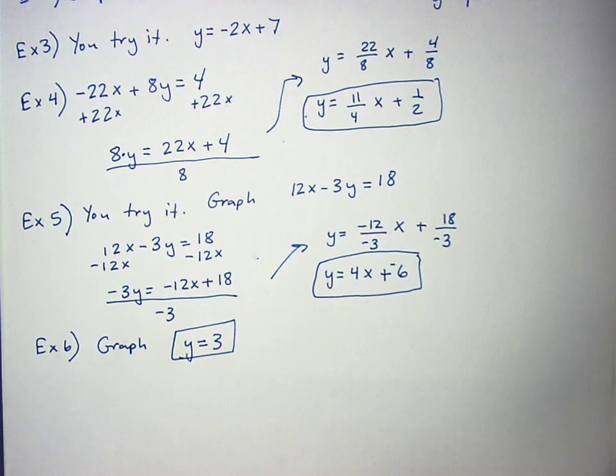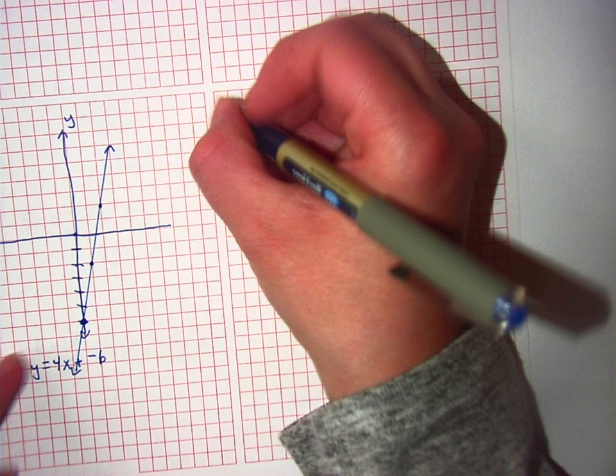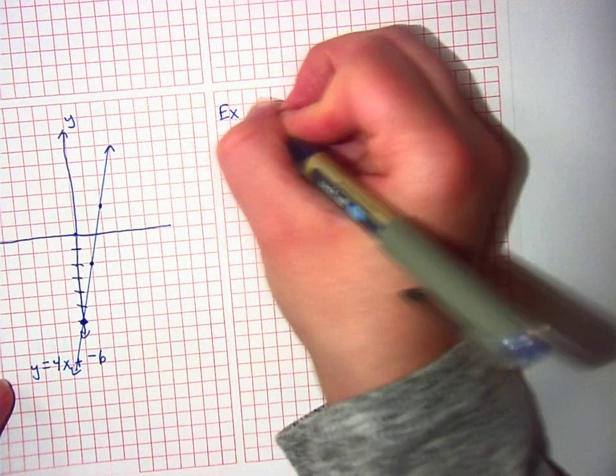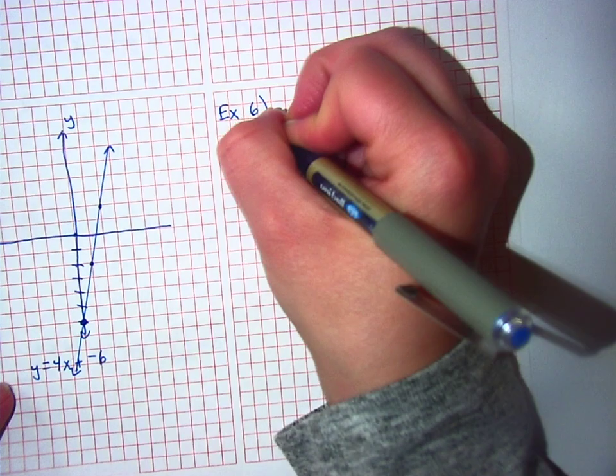Do you remember that day where I assigned a whole bunch of different people functions, and different people, some people had the function that was just y equals a number? Was it Anna and Jose, maybe?